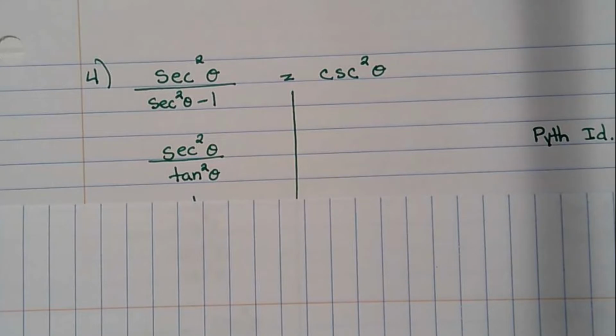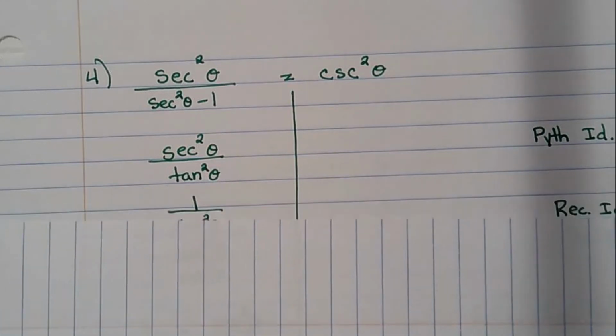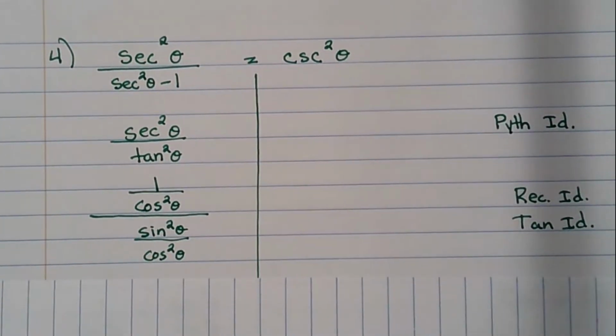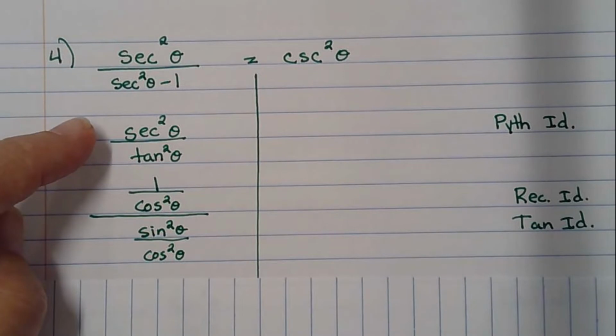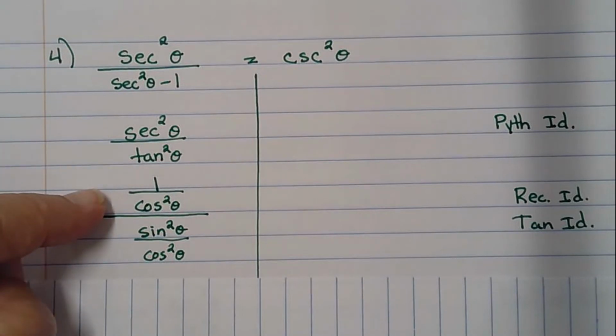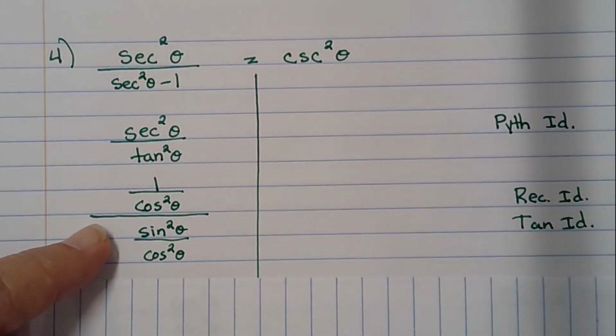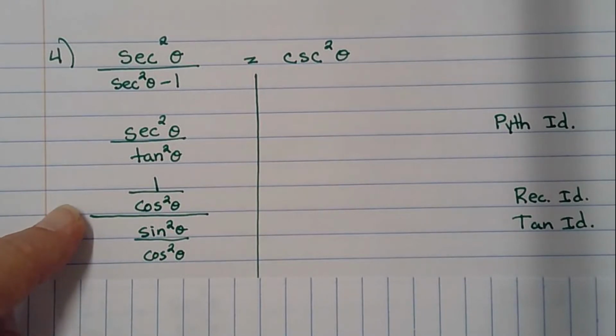Then I'm going to go ahead and use my reciprocal identity and my tangent identity. So I'm going to change secant squared theta into its reciprocal, 1 over cosine squared theta. And I'm going to change tangent squared theta into sine squared theta over cosine squared theta. Now notice here is my main division bar. So I have a fraction divided by a fraction.